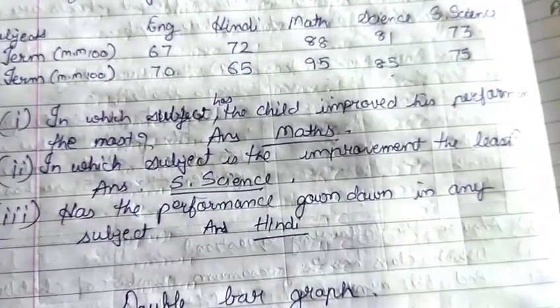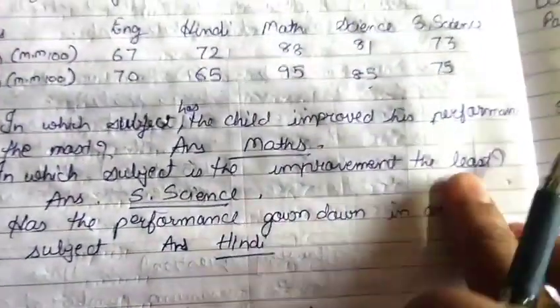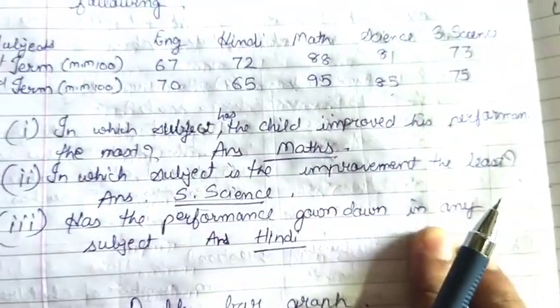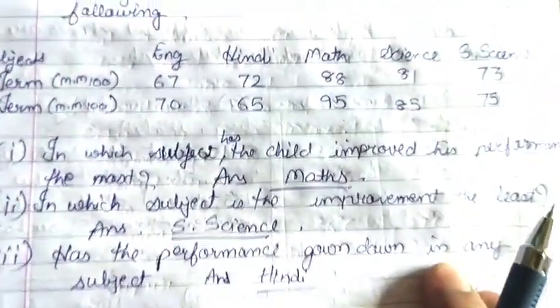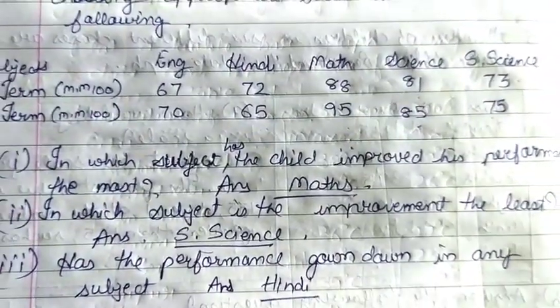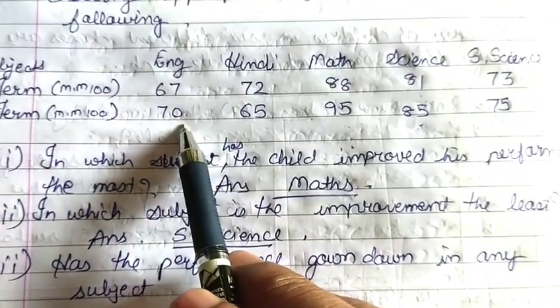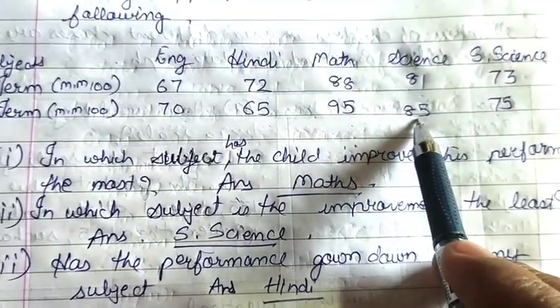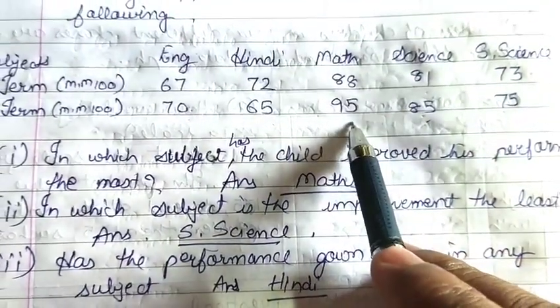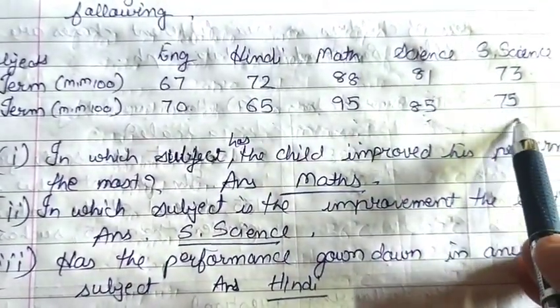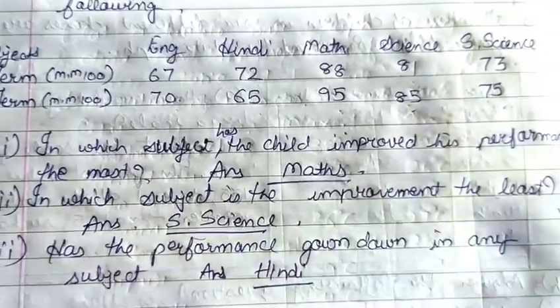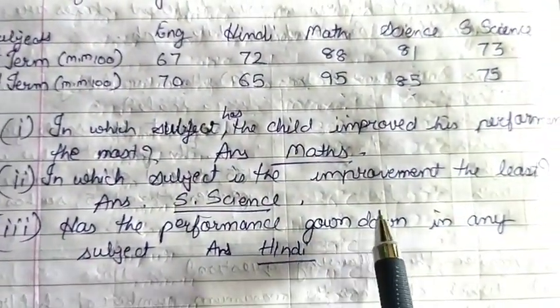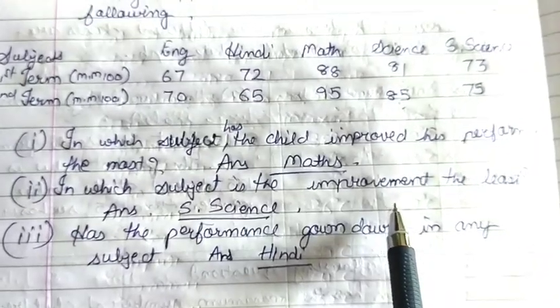In which subject is the improvement the least? Means in which subject do you find the improvement the least? So talking about improvement, here 3 marks of improvement, here 4 marks of improvement, and here 7 marks of improvement. But here we can say that just 2 marks of improvement. So we can say that in SS there is the least improvement.